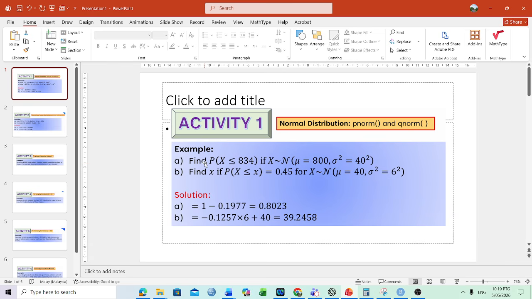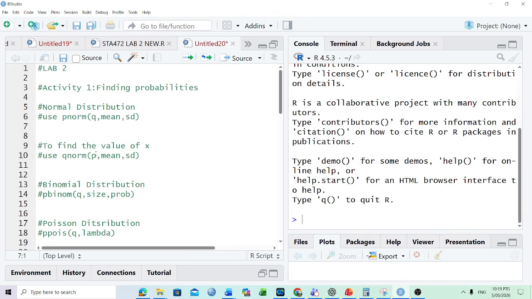Find the probability of X less than or equal to 834, whereby X is coming from a normal distribution with mean equal to 800 and standard deviation equal to 40. So in R, we just do pnorm in brackets. q is the value of x, which is 834. The mean is 800 and the standard deviation is 40.